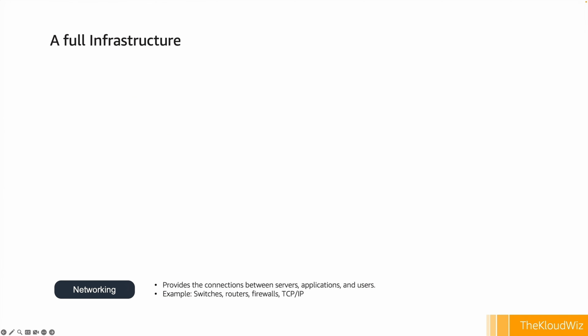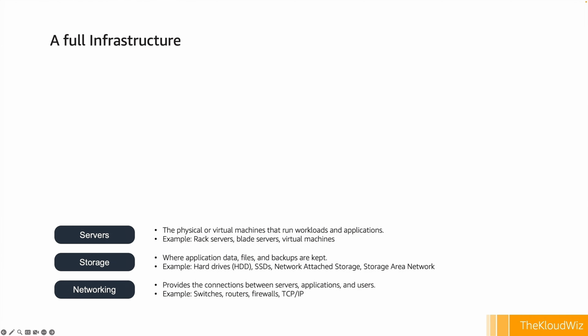There is the server itself, that is a physical or virtual machine that runs workloads and applications. So you have the rack servers, the blade servers, the virtual machines. Then there is the virtualization layer. This is the technology that will allow you to use one physical server to run multiple servers. So an example is VMware, Hyper-V, KVM. A lot of us also know of VirtualBox, which I mostly use.